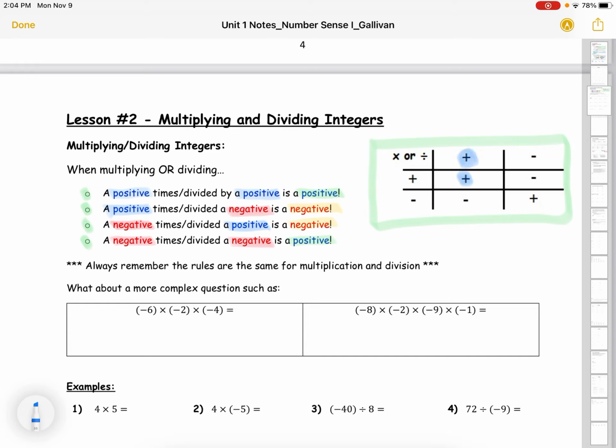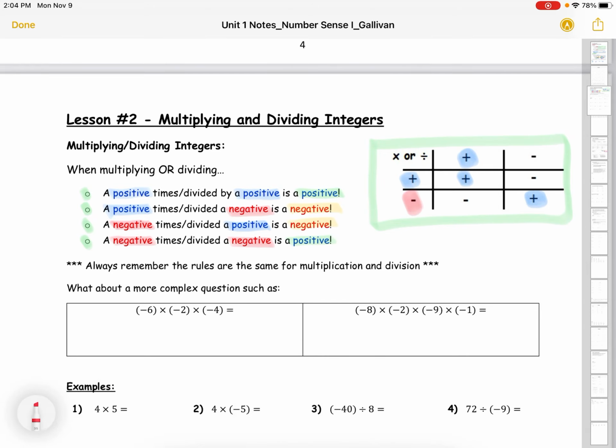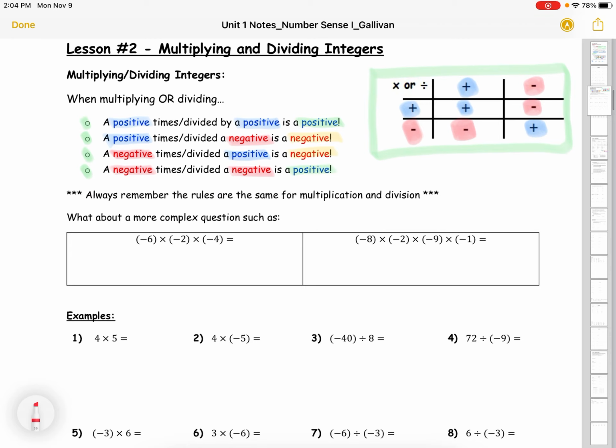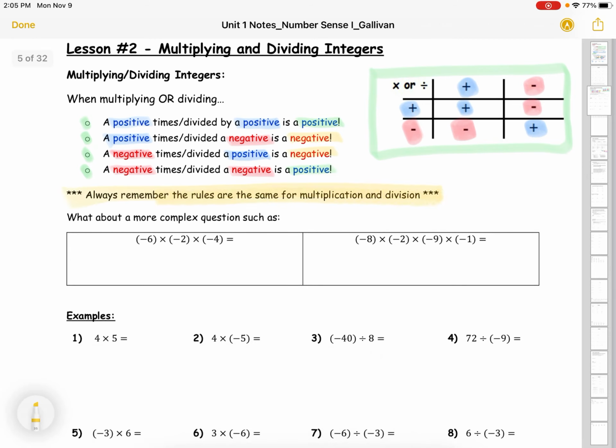So this is a nice little chart. We'll color code it a bit so we can see how that works. So really think about it. If the signs are the same when you're multiplying and dividing, you're going to get a positive. If the signs are different, if one of them's positive and one's negative, you're going to get a negative answer. Okay? So the rules are the same for multiplication and division.